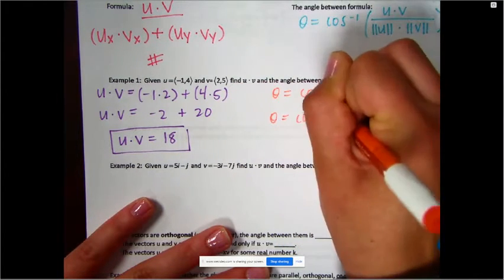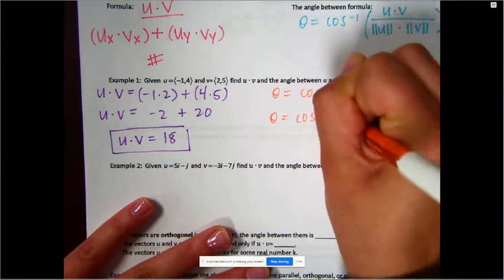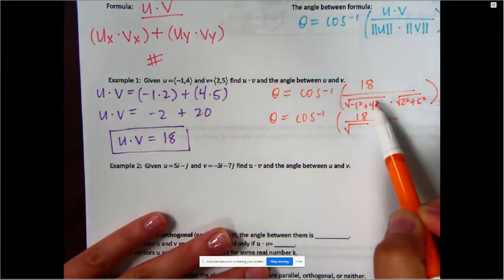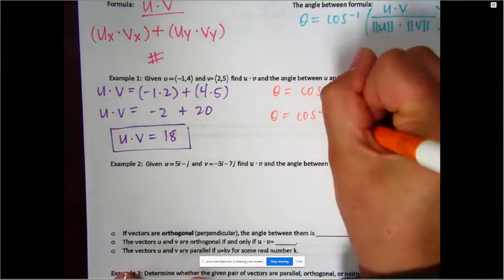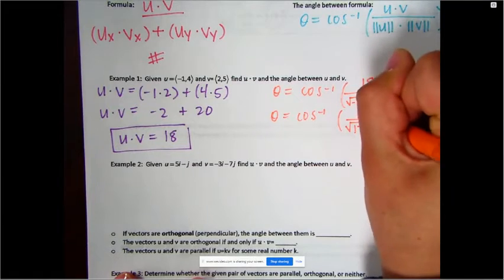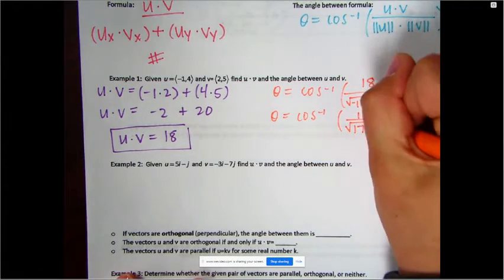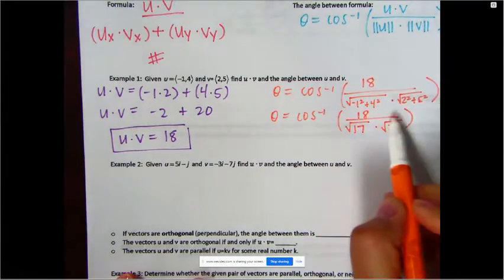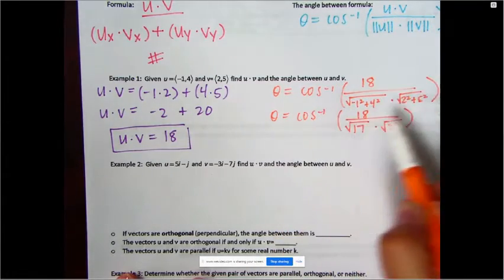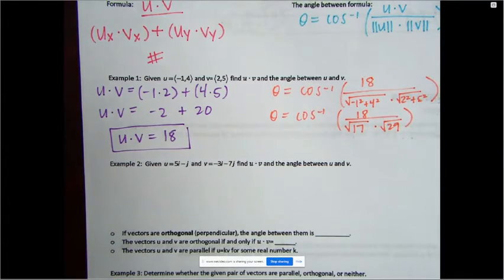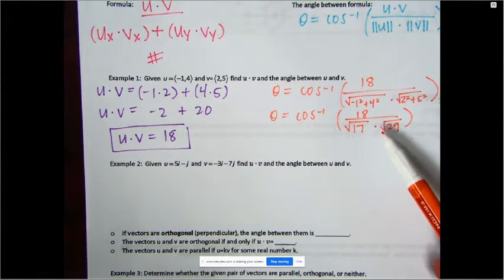Cosine inverse, I'll leave 18 square root. Okay, 1 squared is 1, 4 squared is 16, so this becomes 17. This is 2 squared is 4, 5 squared is 25. That'll be 29. So this is what I'll type in the calculator. So you're going to type in your calculator or Desmos or wherever you do your calculations, cosine inverse of 18 over root 17 times root 29.